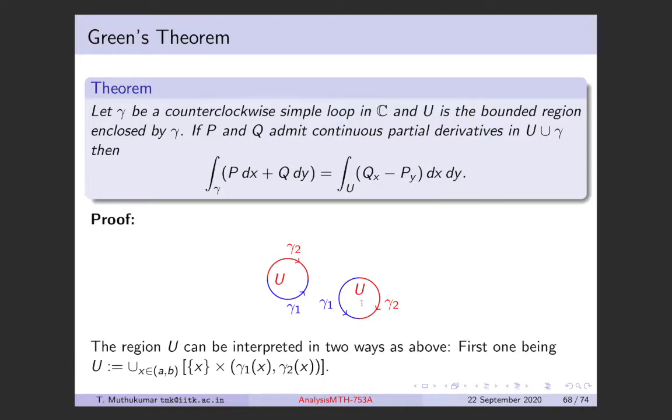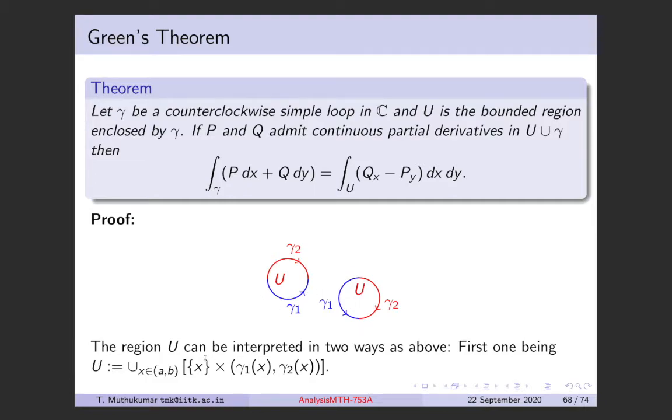So for each point on this vertical line, you have this horizontal line, which is from gamma 2. If you call this point y, y is the point coming from this. So from gamma 2y to gamma 1y. That is how we are going to do it. So it is the union of all these horizontal lines for each point on this vertical line. So this is another way of interpreting U.